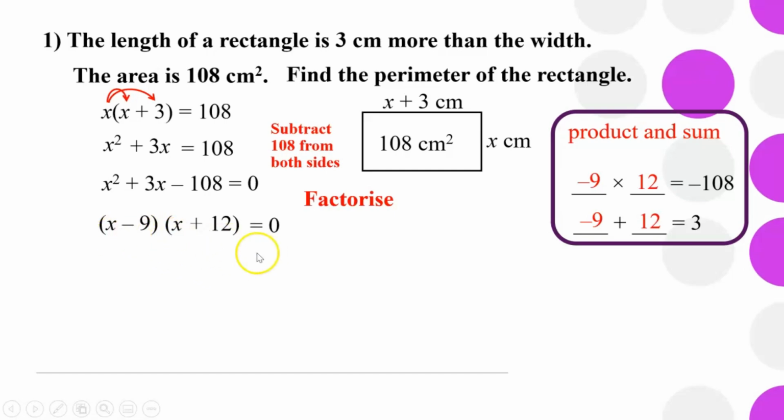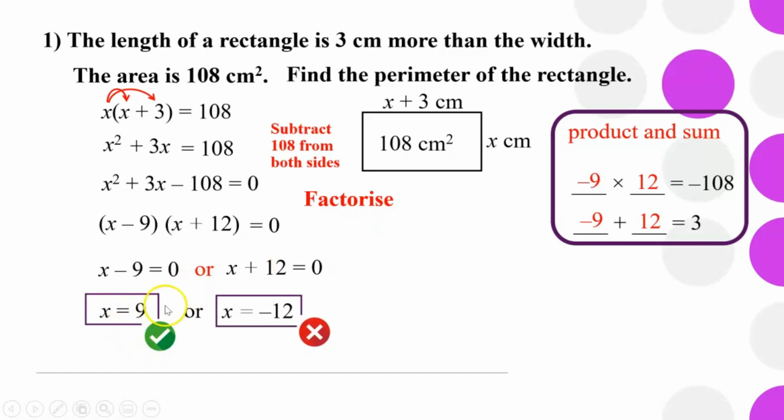When two numbers are multiplied and the answer is 0, either one of them must be 0. Either x minus 9 is equal to 0 or x plus 12 is equal to 0. Then x is 9 or x is minus 12. The right answer in this case is 9 because the width of a rectangle cannot be negative.